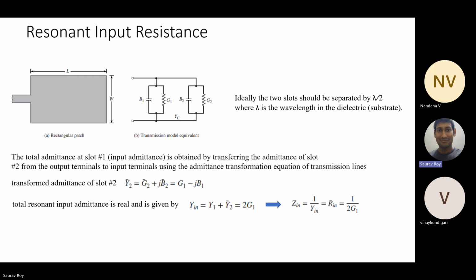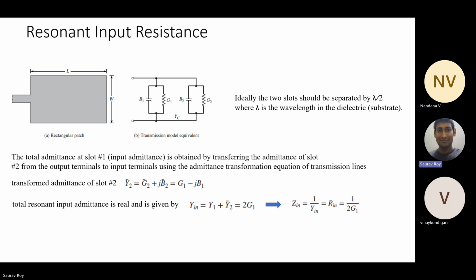So that's why the total input resistance, or total input admittance, at slot 1 becomes Y1 plus Y2. Y2 bar is given for the transformed one, because everything we are looking at is from port 1, not from port 2. That is our input port. So when you add G1 and G2, they add up, and B1 and minus B1 cancel. So ideally they add up to a real part only. No imaginary part is there.